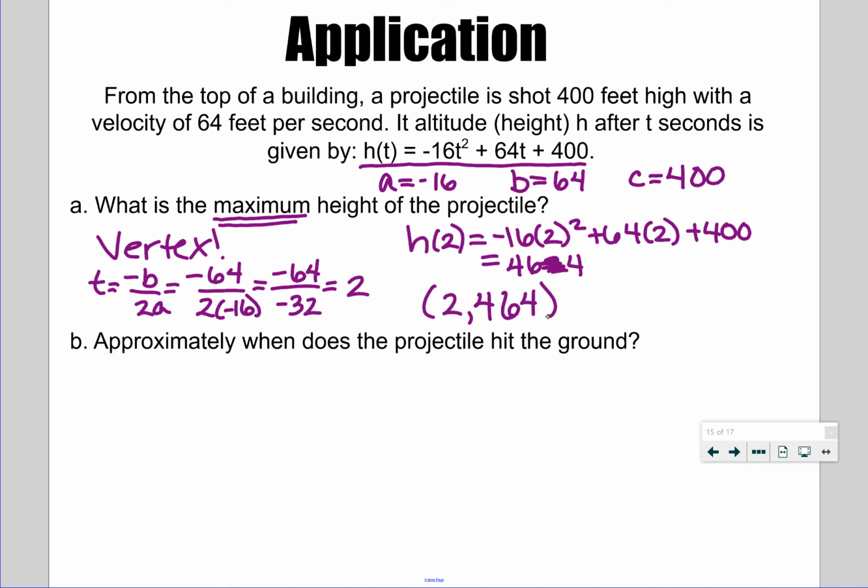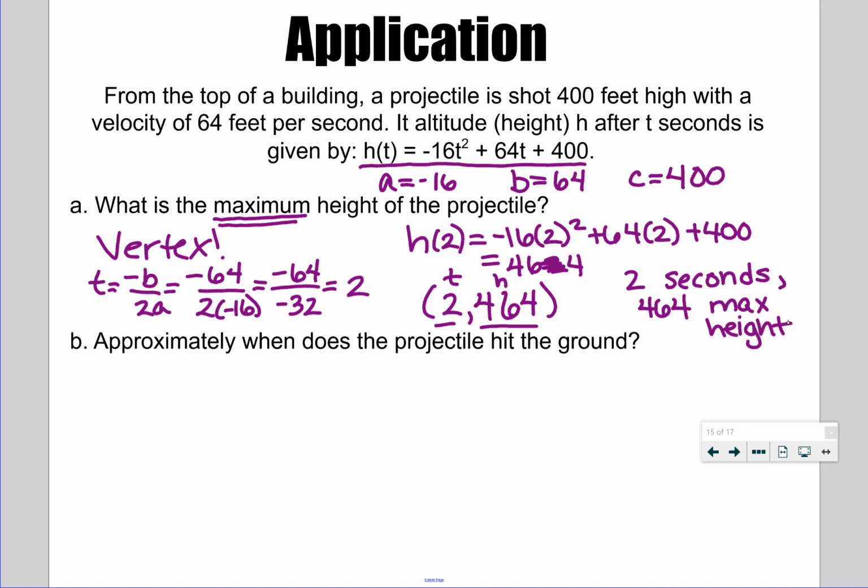464. So now to answer the question, what is the maximum height? There are 2 parts to this vertex. 2 was your t, and 464 was your h. So that means after 2 seconds, 464 will be the maximum height. Not only does it tell you the height, that it's the maximum, it tells you when that will occur in the function.